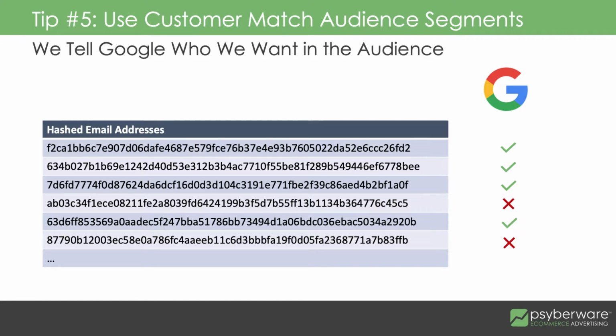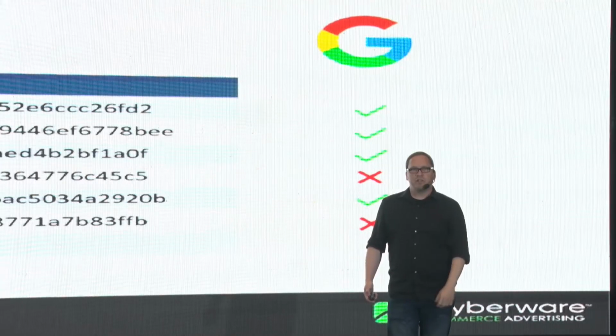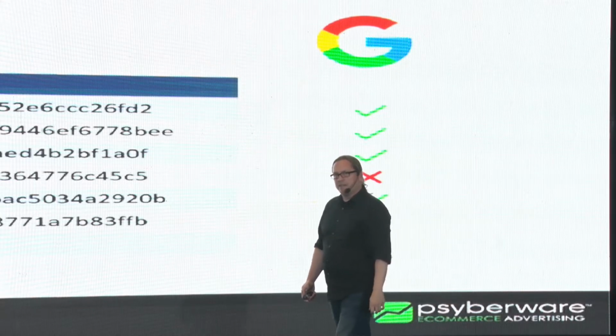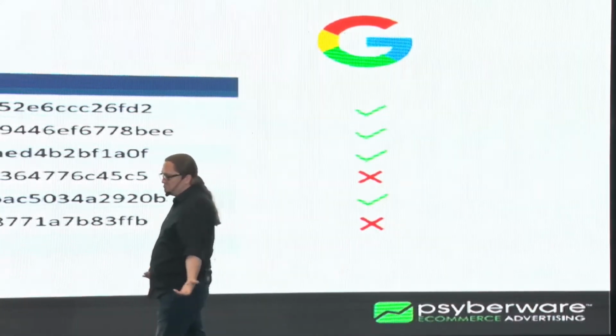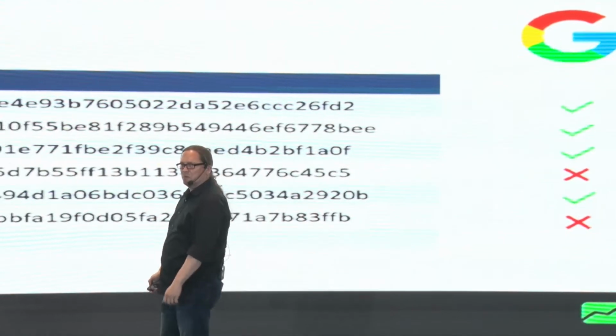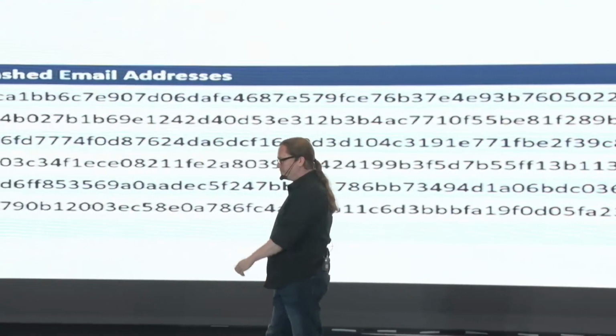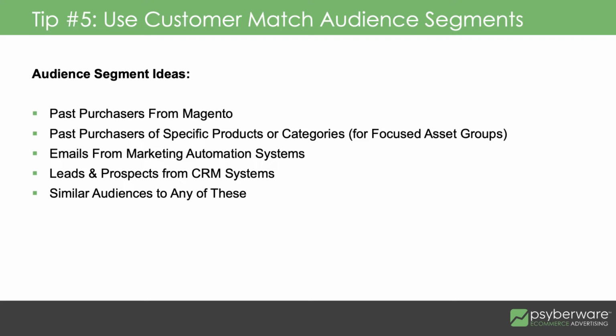So in practice, we create lists of people based on whatever criteria we're trying to target. We pass those lists to Google. If they match, they're added to the audience. If they don't match, Google doesn't tell us. Neither party exchanges any information about users with the other party. So audience segments can be used for all sorts of stuff.